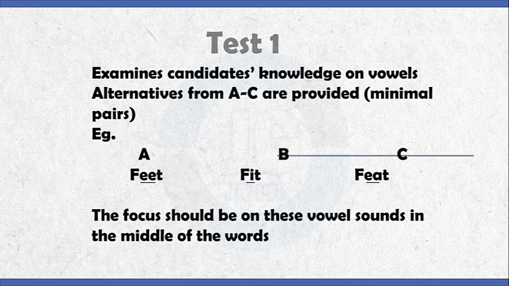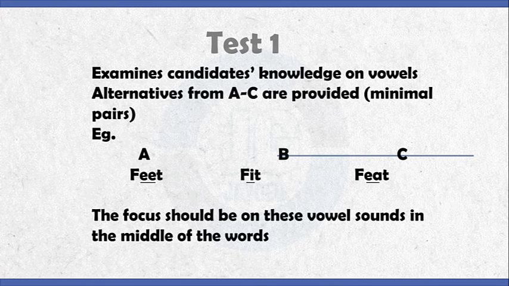Test 1 of the English oral paper tests candidates' knowledge of vowels. Each question in this test is followed by 3 alternatives for candidates to choose, lettered A to C. The alternatives you see beneath the lettered words A to C are called minimal pairs. They are minimal pairs because they contain vowel sounds, which are supposed to be the listener's focus in the exam. It is interesting to note that there are 20 vowel sounds in the English language.